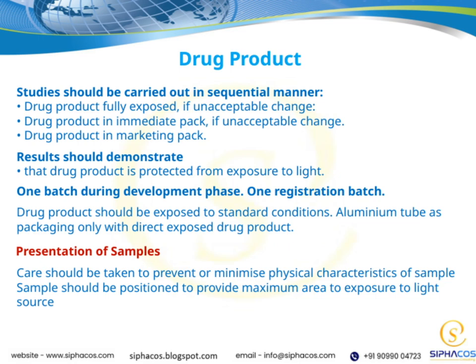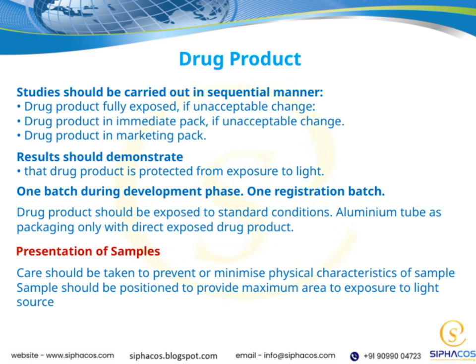When presenting the samples, the studies should be carried out in a logical, sequential manner. First, we expose the drug product fully, and if we observe any unacceptable changes, we then test the product in its immediate packaging. If the results still show unacceptable effects, we proceed to test the product within the actual marketing pack. The primary goal of these results is to demonstrate that the drug product is protected from exposure to light under normal conditions. This helps us confirm the stability and integrity of the product throughout its shelf life.